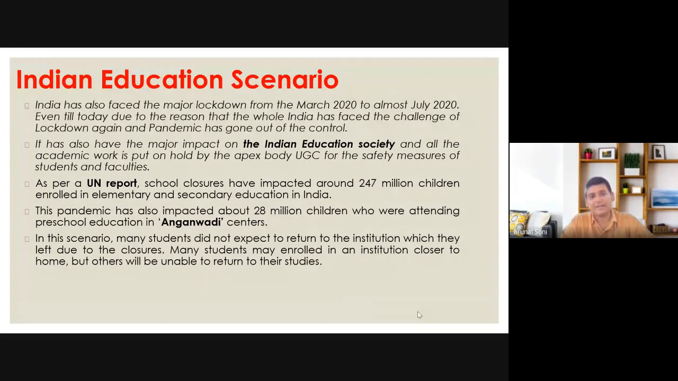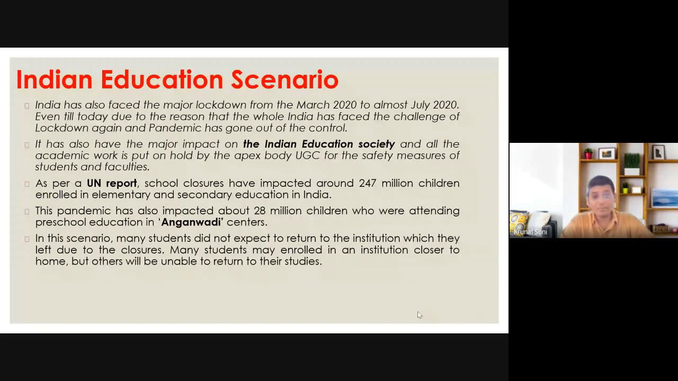At that point of time, just think about if the ICT tools had not come out, what would be the scenario of education in India and the entire globe, right? At that point of time, ICT has played a significant role, right? So a UN report says school closures have impacted around 247 million children enrolled in elementary and secondary education in India. 247 million children were affected by COVID-19 in India.